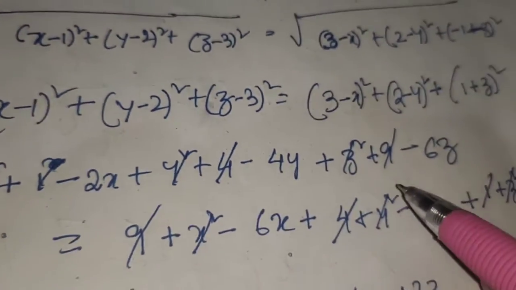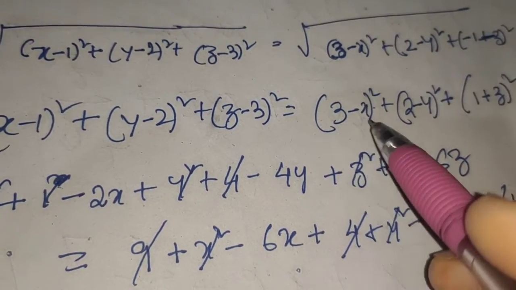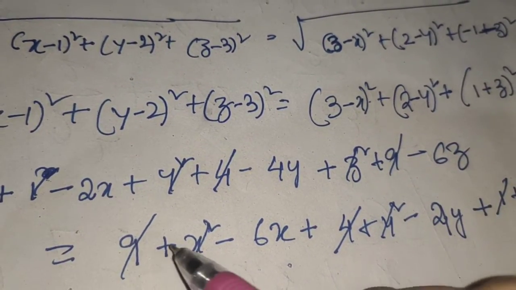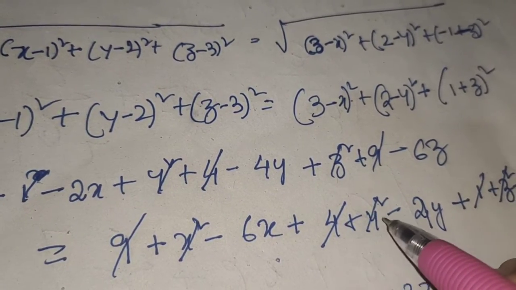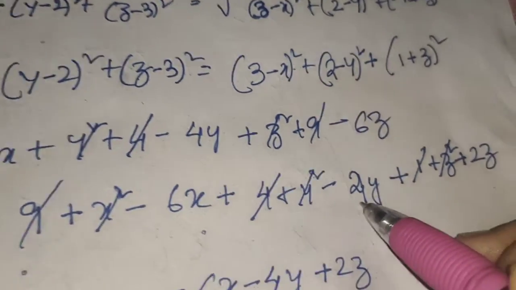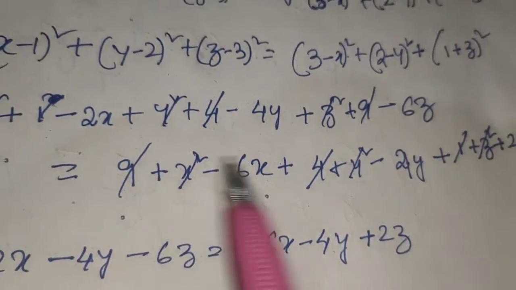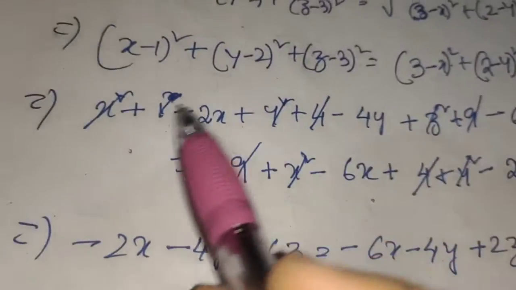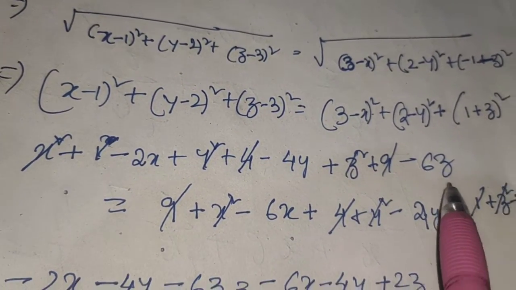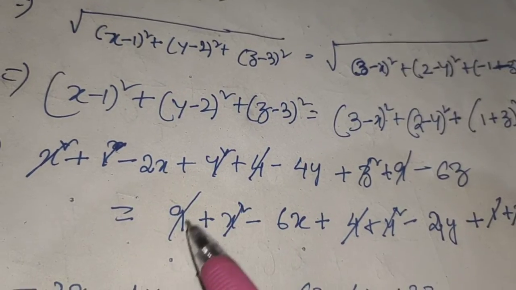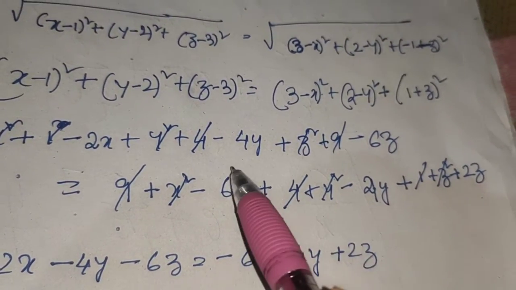(Z minus 3) whole square means Z square plus 9 minus 6Z, equal to (3 minus X) whole square, means 9 plus X square minus 6X, plus (Y minus 2) whole square, 4 plus Y square minus 4Y, plus 1, plus Z square plus twice Z. So ultimately if we cancel from both the sides, X square, Y square, Z square will cancel and some common terms will cancel. That 9 will cancel and then 4 will cancel.